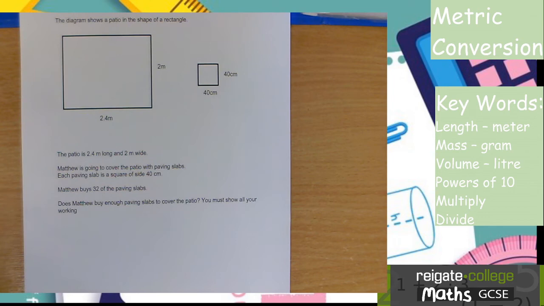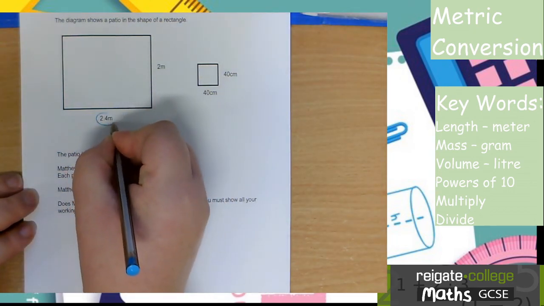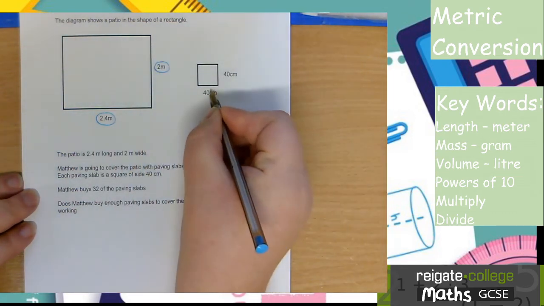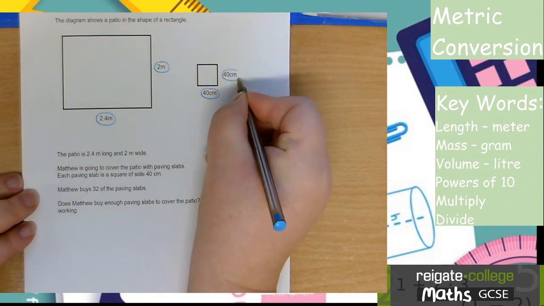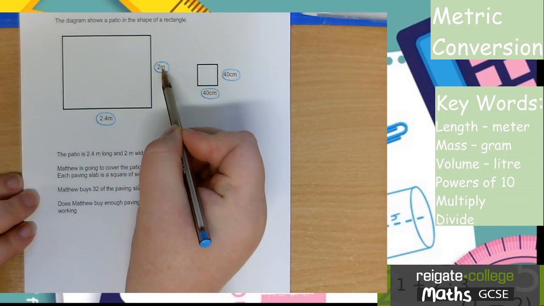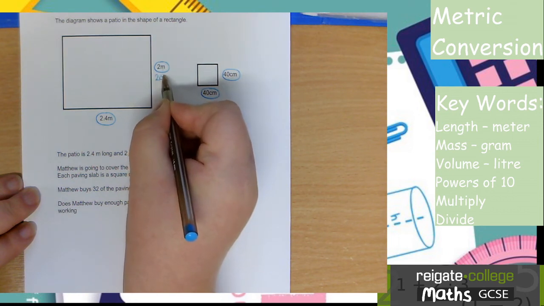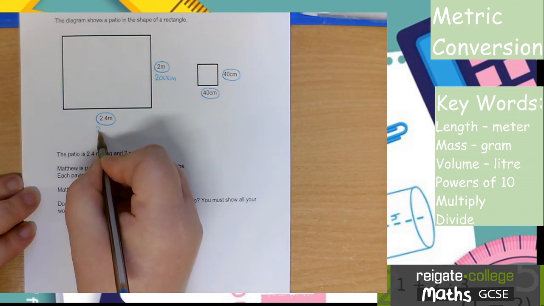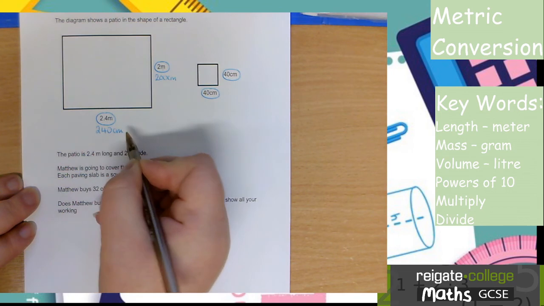So the first thing you'll notice is that the measurement of the patio itself is in metres, and the measurement of the slab is in centimetres. So it's the larger units, metres, that I'm going to convert. 2 metres is 200 centimetres, and 2.4 metres is 240 centimetres.